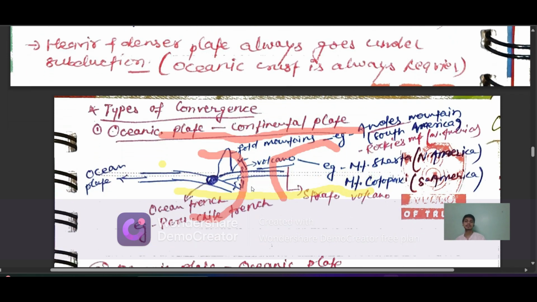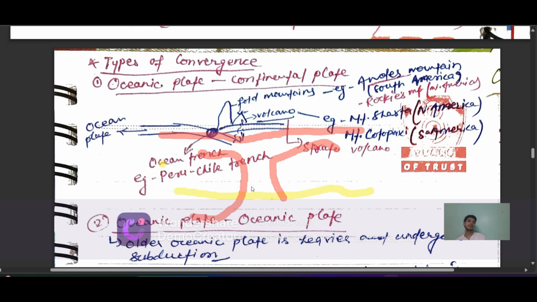So now let's see the types of convergence. First one is oceanic plate and continental plate convergence. We'll study here what types of landforms are formed and what natural phenomena occur. In oceanic plate and continental plate convergence, first of all, which one will go in subduction? In ocean and continental, the oceanic plate will always go in subduction. Remember this. And landforms like fold mountains will form.